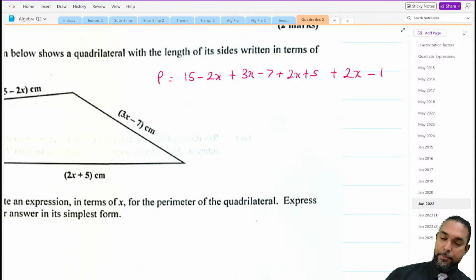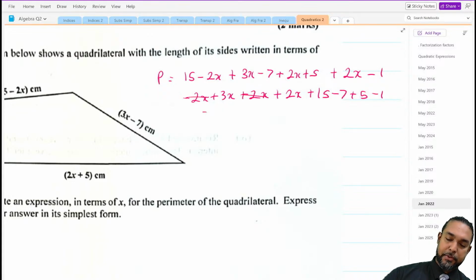Okay, so let's group together all the algebra, right? So we have a minus 2x, a plus 3x, a plus 2x, and our next plus 2x. And for the integers, we have 15 minus 7 plus 5 minus 1. So minus 2x and plus 2x will cancel. And then you have 3x plus 2x, which is 5x. 15 minus 7 is 8. 5 minus 1 is 4. And 8 plus 4 is 12.